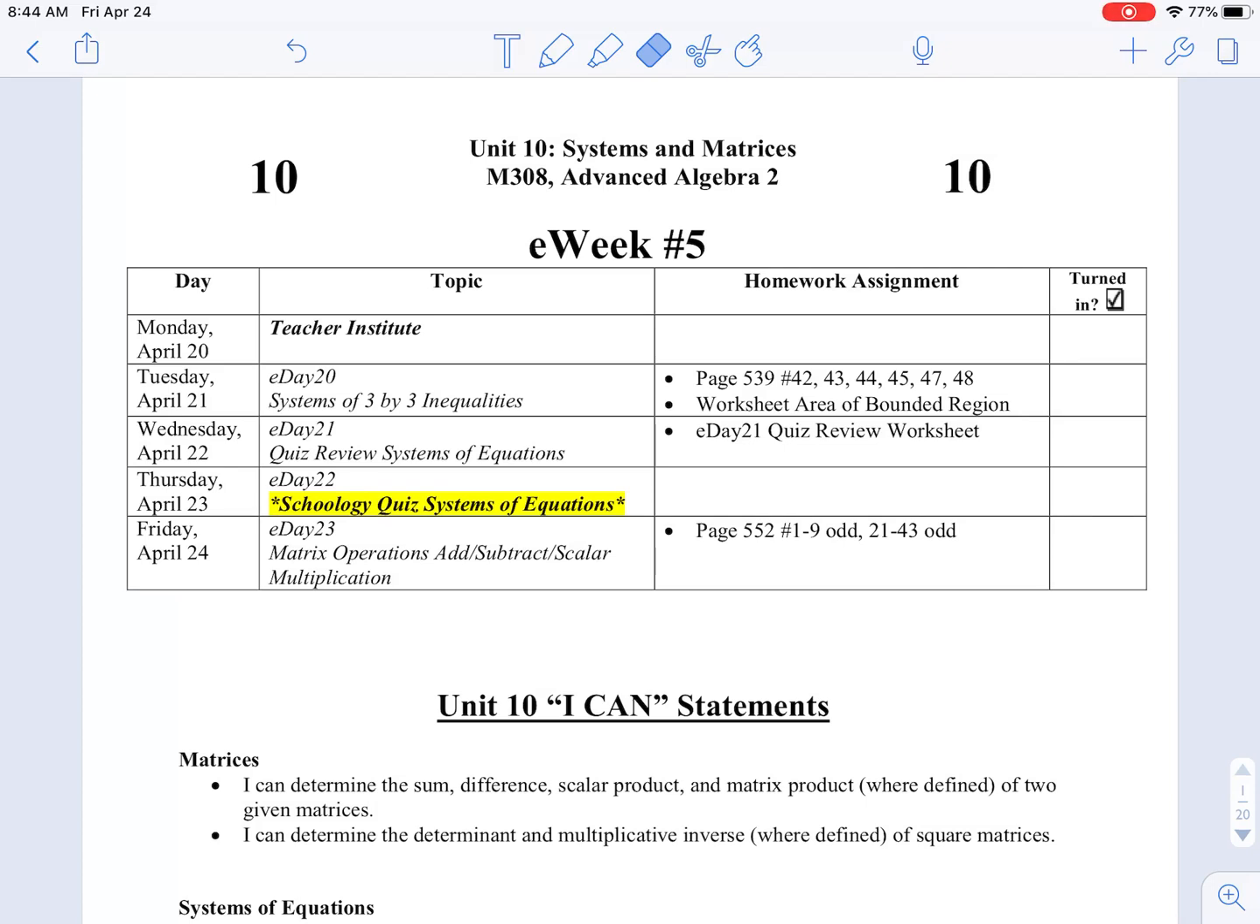Welcome to Week 5. Monday was Teacher Institute. Today we're going to be working with inequalities and finding the area of a bounded region. This lesson should feel very comfortable and familiar to you. Tomorrow will be a review day. Thursday is a quiz on 3x3 systems and 3 or more inequalities. And Friday we start a new topic on matrices.